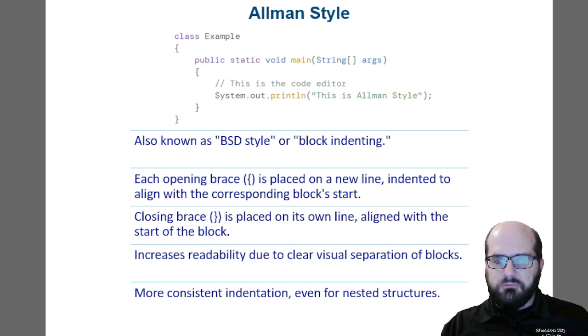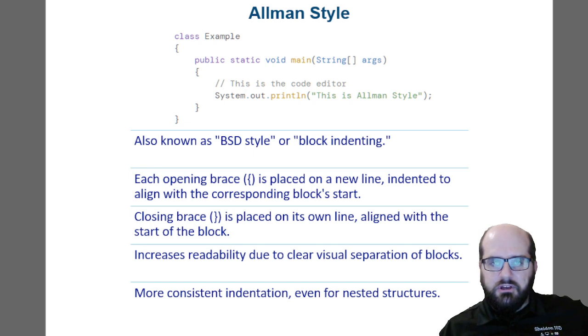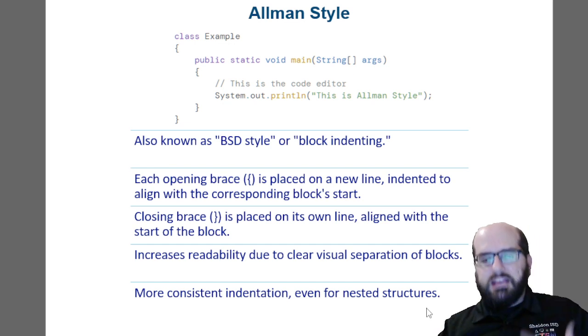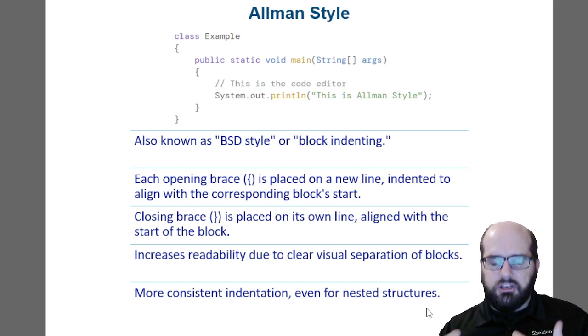This is known as BSD style from Berkeley, or block indenting. Each opening brace is placed on a new line indented to align with the corresponding block start. The closing brace is placed on its own line, aligned with the start of the block. This increases readability due to visual clear separation of blocks, and it's more consistent indentation even for nested structures. Basically, it makes it easier to code when you're starting to code.